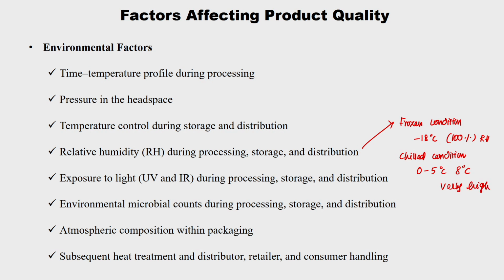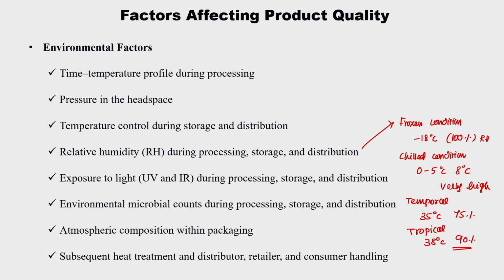Then the other condition is the normal temperate condition. So, that is 35 degrees centigrade, 75% relative humidity. The other condition is tropical, which is around 38 degrees centigrade and 90% humidity, high humidity condition and high temperature. So, relative humidity and temperature during storage and distribution also affect the product quality.